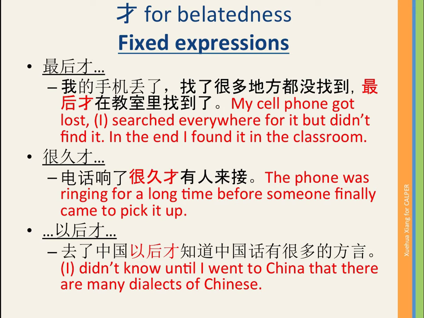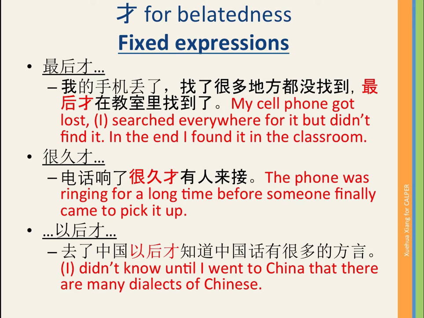So at the very end of the previous video, we looked at fixed expressions of 就 for expressing promptness and earlier than expectedness. Now we continue with 才 for expressing the idea of belatedness, as late as, not until. And what are the fixed expressions with 才 for that meaning? First one, 最后才. So when you see the word 最后, you often see it comes together with 才, 最后才. So in the very end, then something happened.